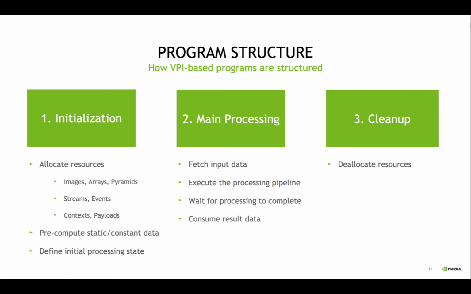With that done, the main processing starts. Ideally here, you won't need to allocate memory. This effectively defines a high bound on the amount of memory your application will ever need. Then, still during the main processing, there is usually a loop that fetches input from somewhere, say a new video frame from a camera, then processes the data in a VPI pipeline, waits for the processing to finish, and consumes the result. Rinse and repeat.